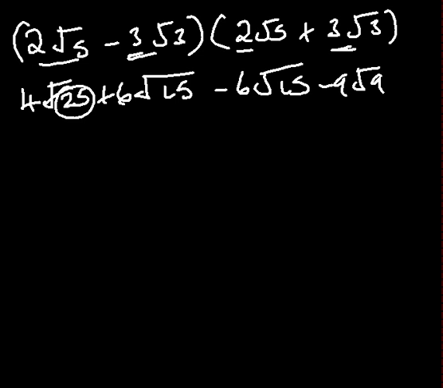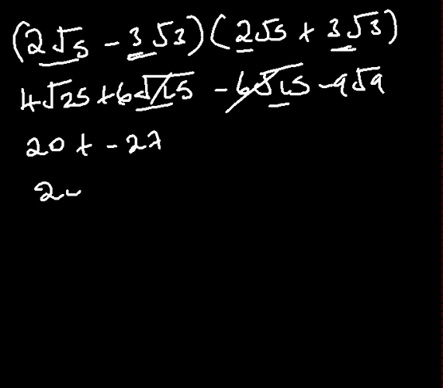So what is the square root of 25? That is 5, and times 4, that is 20. And by the way, these like terms cancel out. And what is the square root of 9? That is 3. 3 times negative 9 is negative 27. So that is the same as 20 minus 27, which is negative 7. So that is the solution.